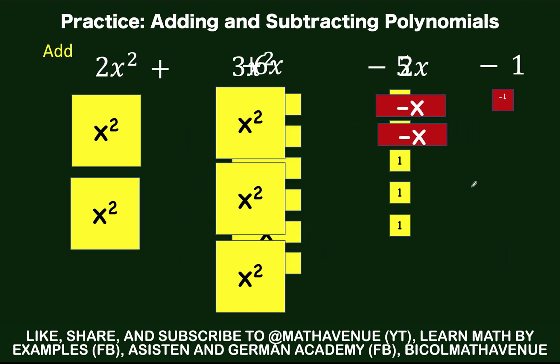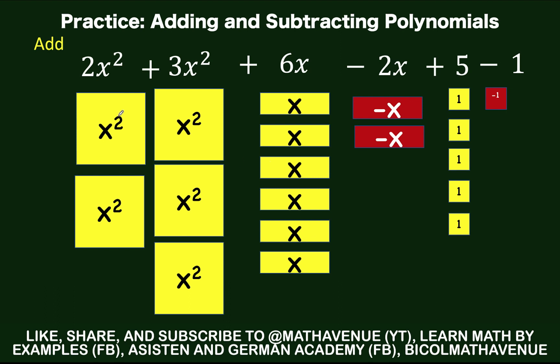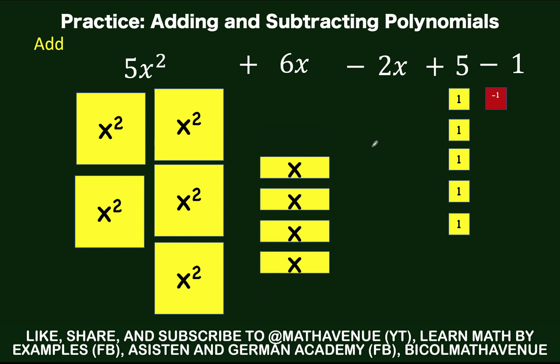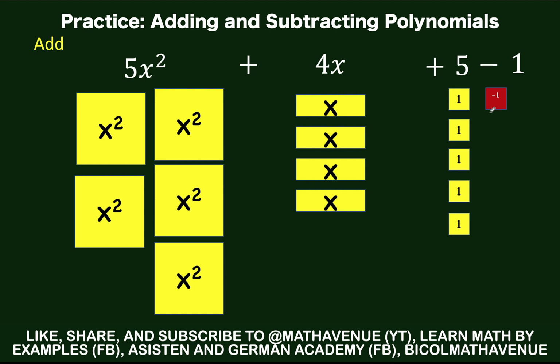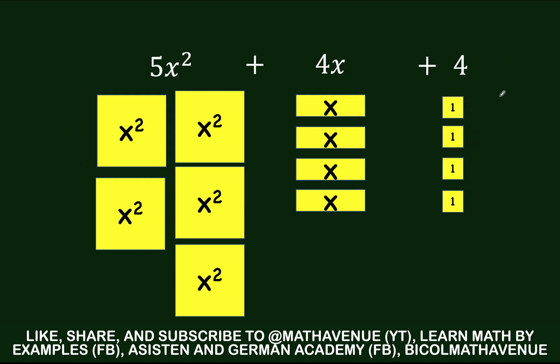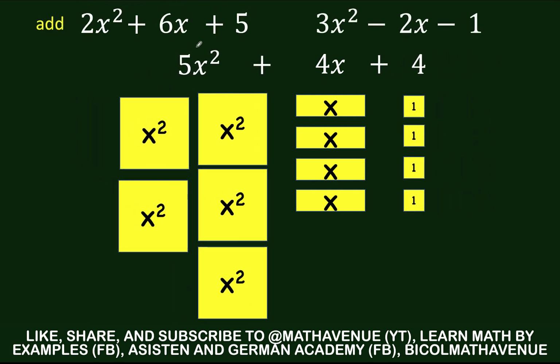Then after that, we can simplify, combine like terms. So these are all x squared, and there are 5 of them, so we write that as 5x squared. For the variable x, we have x and negative x and negative x. We can eliminate these zero pairs, so remove them. What's left is we have 4x's representing 6x minus 2x, so this is the result. And there's also another zero pair here, 1 and negative 1 becomes 0, so 5 minus 1 equals 4. So therefore, this is now the answer. 2x squared plus 6x plus 5 plus 3x squared minus 2x minus 1 would now be equal to this trinomial 5x squared plus 4x plus 4.